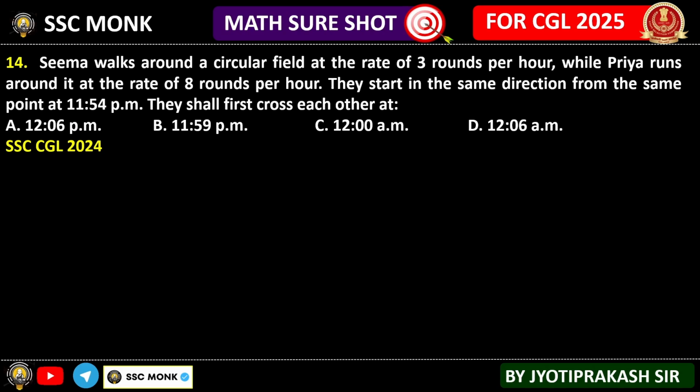Seema walks around a circular field at the rate of 3 rounds per hour, while Priya runs around at the rate of 8 rounds per hour.